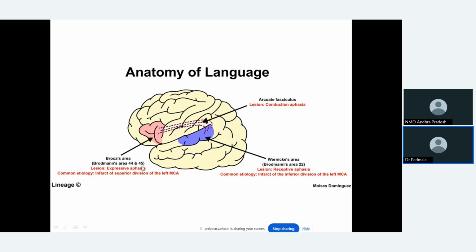Is that clear? This is related to the middle cerebral artery superior division, because the middle cerebral artery runs here, the superior branches will be going here, inferior branches here. So superior division of middle cerebral artery, inferior division of middle cerebral artery. Both you have to remember as left middle cerebral artery, because left hemisphere is the dominant hemisphere. So this is about functional areas and then aphasia.